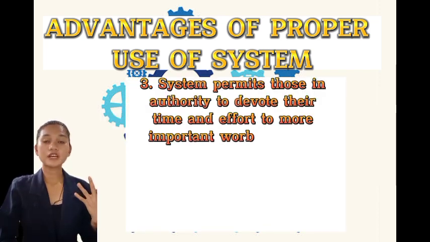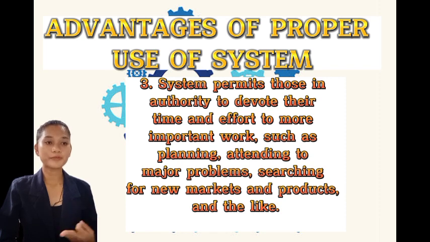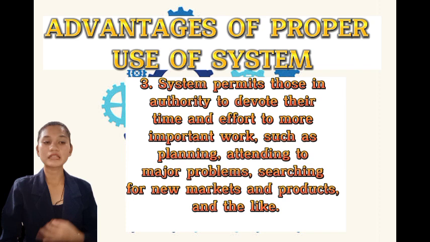And the third advantage is that a system permits those in authority to devote their time and effort to more important work such as planning, attending to major problems, searching for new markets and products and the like. Comparatively speaking, about 90% of the work in the average business concern is routine, and once the plan is made it can be safely done by subordinates through an effective system.